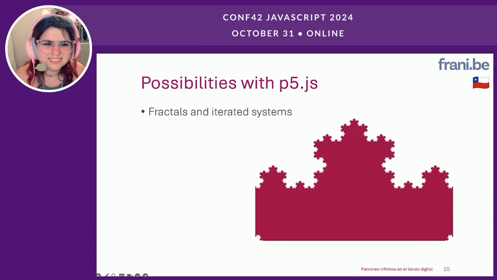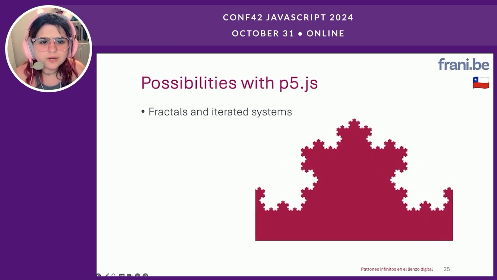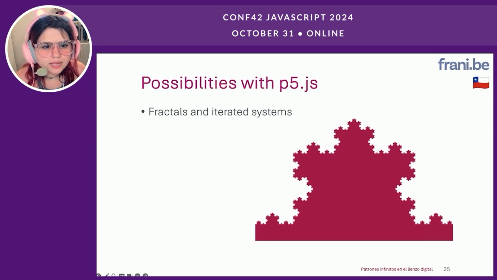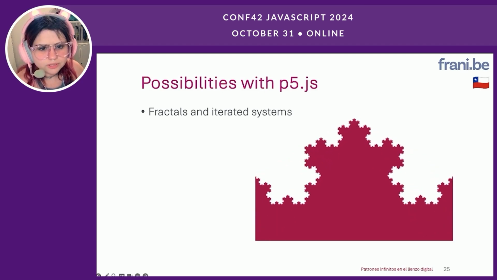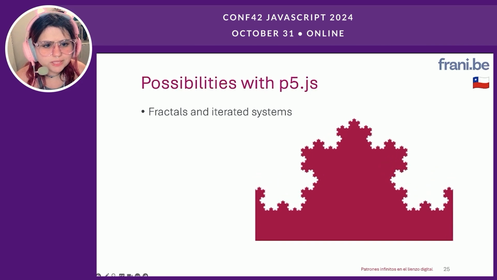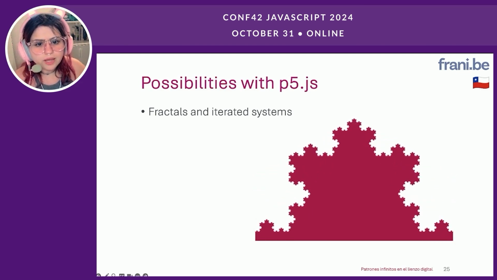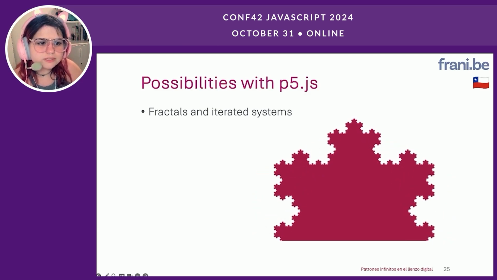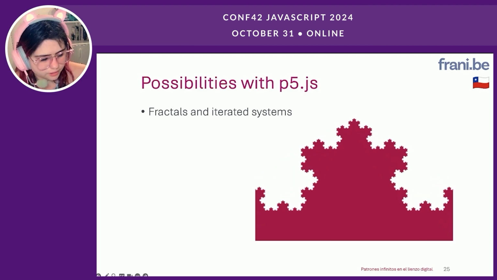Fractals and interactive systems are another fascinating area to explore with P5.js. These are patterns that repeat themselves at different scales, often resulting in highly detailed and complex structures. A classic example is the Mandelbrot set or the Sierpinski triangle. With P5.js, you can use recursion, where a function calls itself, to generate fractals that reveal infinite complexity as you zoom in or out. These fractal designs are not only beautiful, but also demonstrate the power of mathematics in creating art.